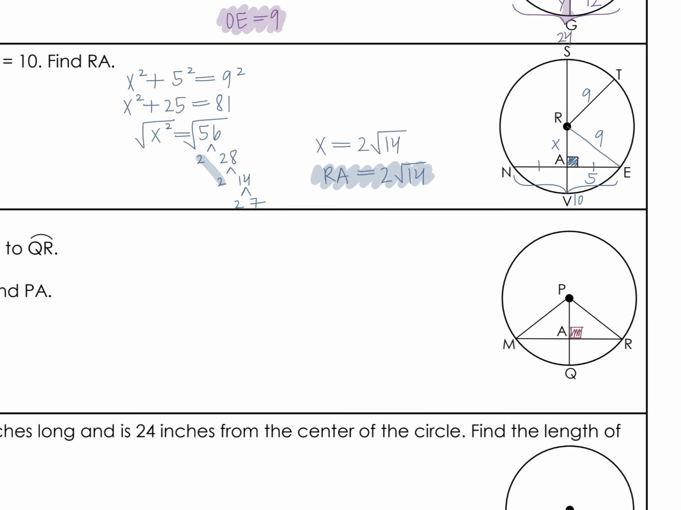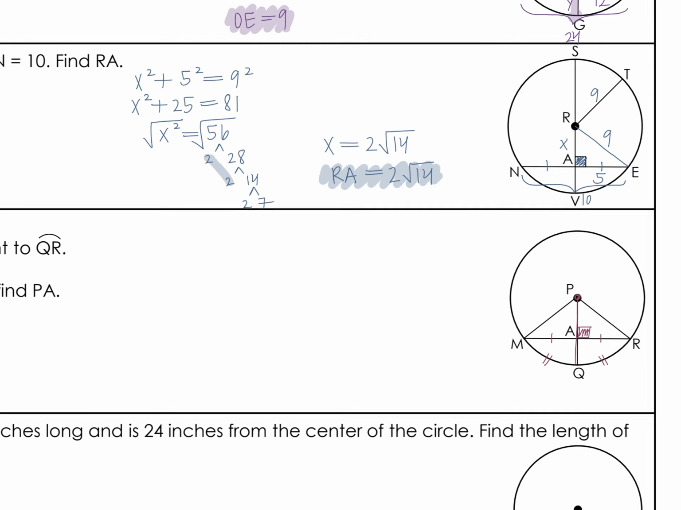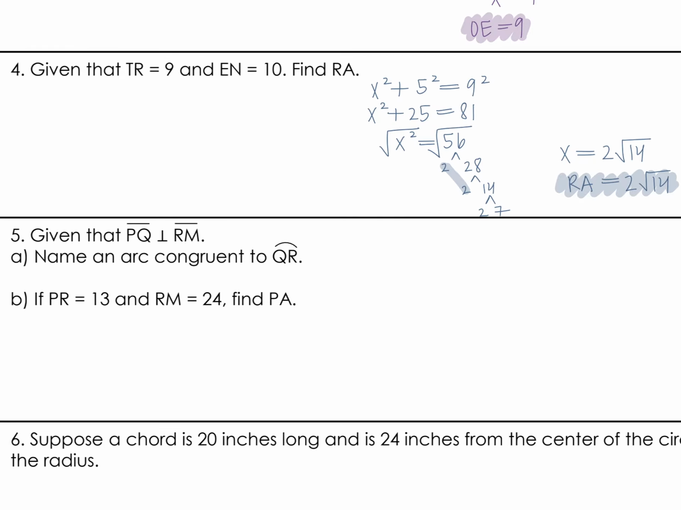Okay, so since this is perpendicular, remember this segment here from P to Q is a radius. And when that radius or diameter is perpendicular to a chord, it is going to bisect the chord and bisect the arc. Therefore, the arc QR is going to be congruent to my arc QM.